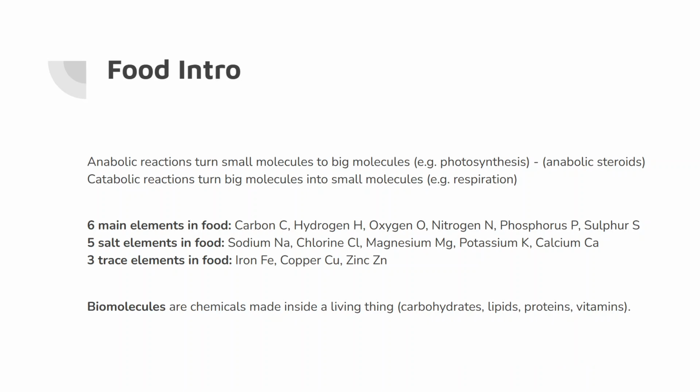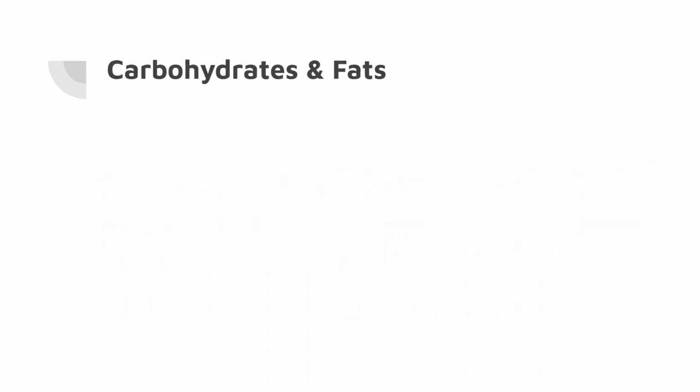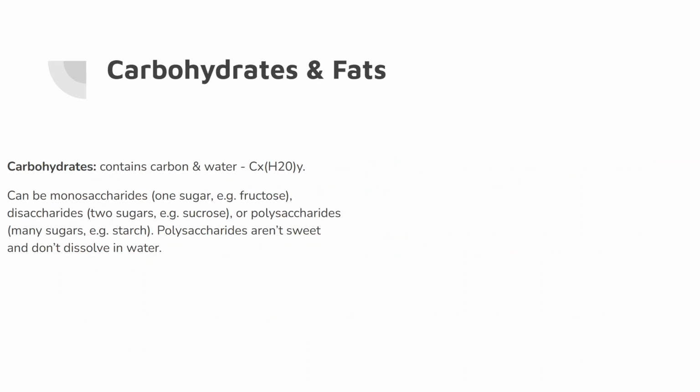So biomolecules are chemicals that are made inside a living thing. These are your carbohydrates, your lipids, your proteins, and your vitamins, which we're going to have a look at now. So carbohydrates first. These contain carbon and water, as you can kind of guess from the name, carbo, hydro. So these are in the formula CxH2yOy. This basically means they have carbon in one ratio and water in another ratio, and these can be monosaccharides.